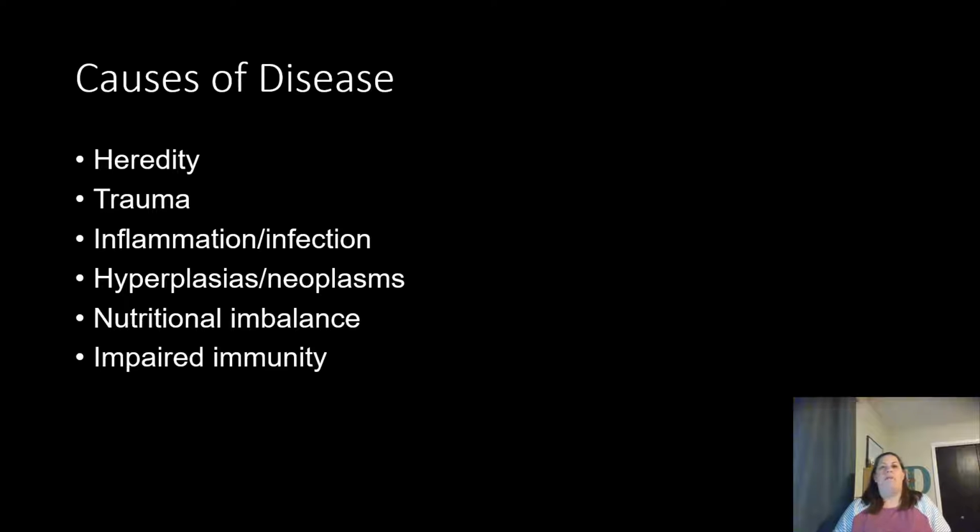We have heredity, trauma, inflammation, and infection. They're kind of in the same group together. Hyperplasias and neoplasms. Nutritional imbalances, and impaired immunity. So we're going to take a little closer look at each of these.